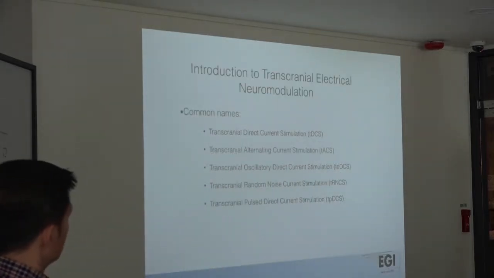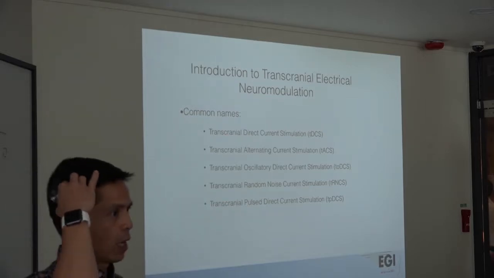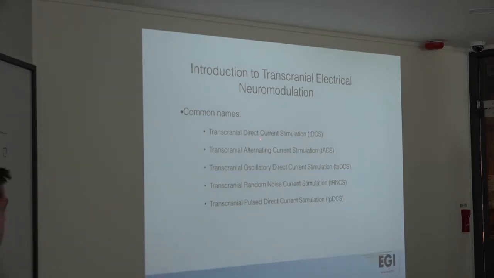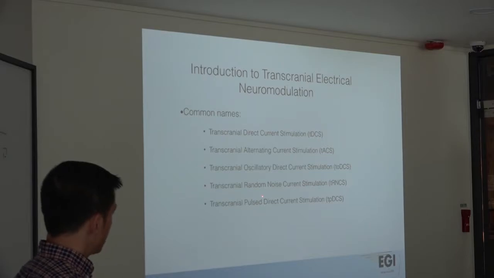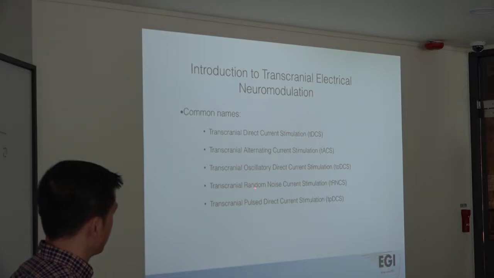So these are the common names that you'll see in the literature. They're all transcranial, meaning that you apply current at the scalp, through the cranium, or through the skull. And you can use direct current, alternating current, or TACS, oscillatory direct current, random noise current stimulation, or pulse direct current stimulation. I'll be talking about the pulse current stimulation in our studies.